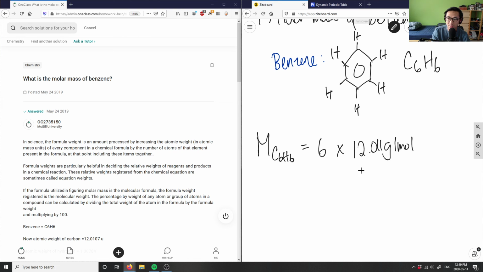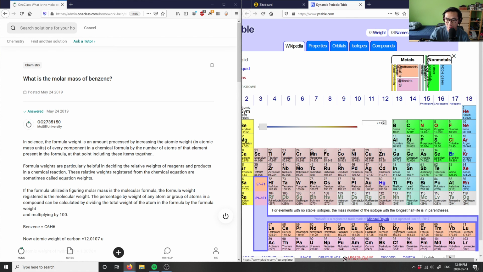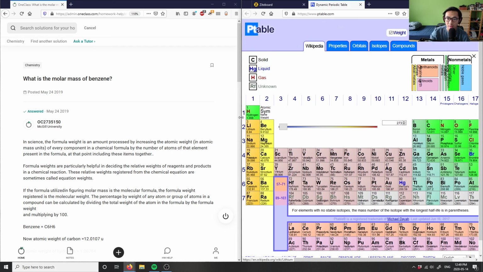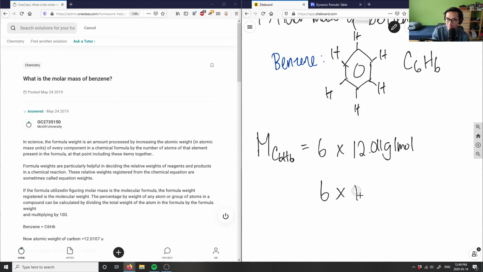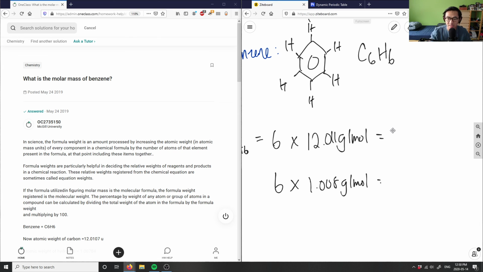I have 6 times those guys, and then I'm going to have also 6 times this hydrogen, right? I have 6 hydrogens as well. If you look at my periodic table here, hydrogen is 1.008, so I can say that this is 1.008 grams per mole. I'm going to do that math on the calculator. So I have 6 times 12.011 here, which is 72.066.